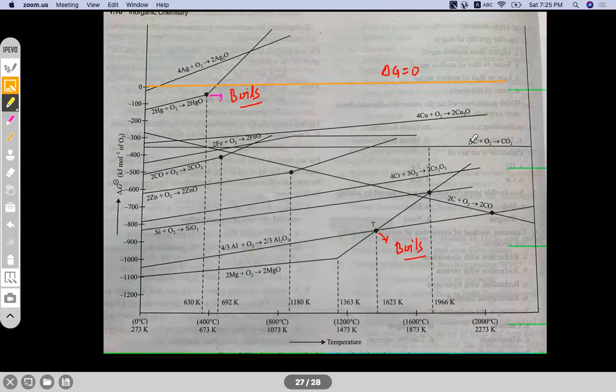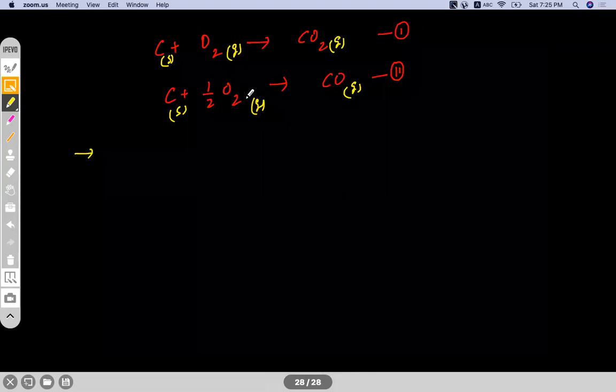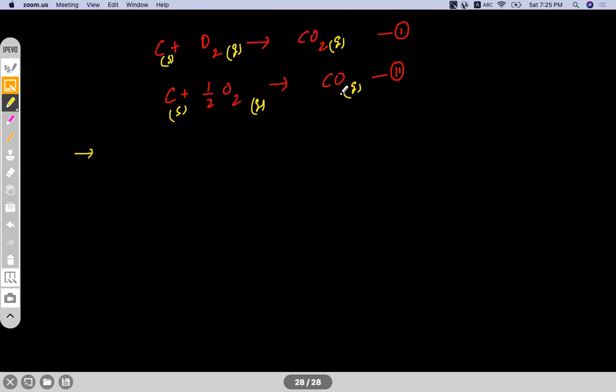Correct. Now, what happens when CO forms? You can easily understand the number of moles in this reaction. We have this reaction: half a mole of O2 is consumed and 1 mole of CO forms. Or the ratio is 1:2. 1 mole of O2, 2 moles of CO. 10 moles of O2, 20 moles of CO. So we have a 1:2 ratio. It means for this reaction, delta S is positive.